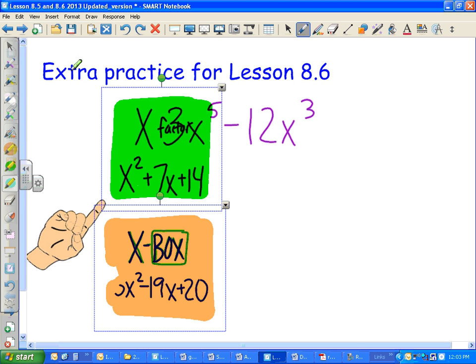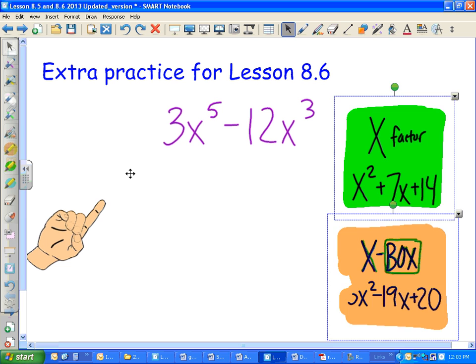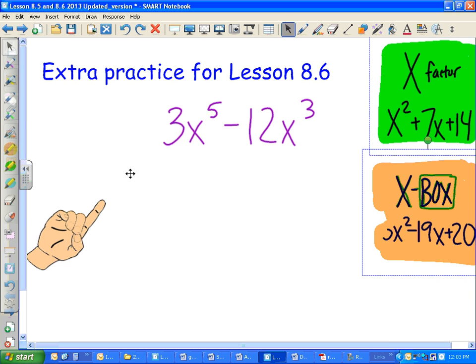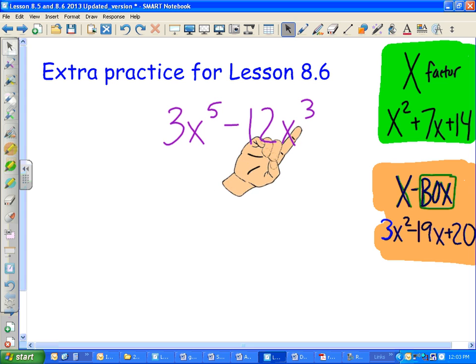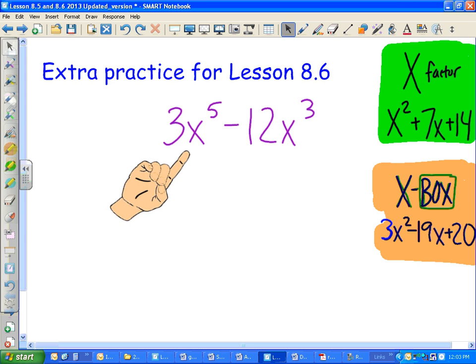Let me paste my little guide here. Okay, I'm going to just put that right there so I have it handy, so you can see it. That's a 3x squared. Okay, so now I got 3x to the 5th minus 12x cubed. What do I do with this?